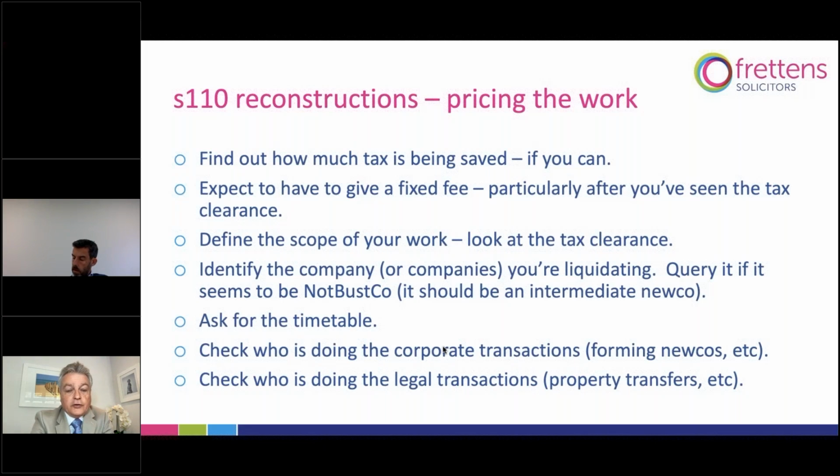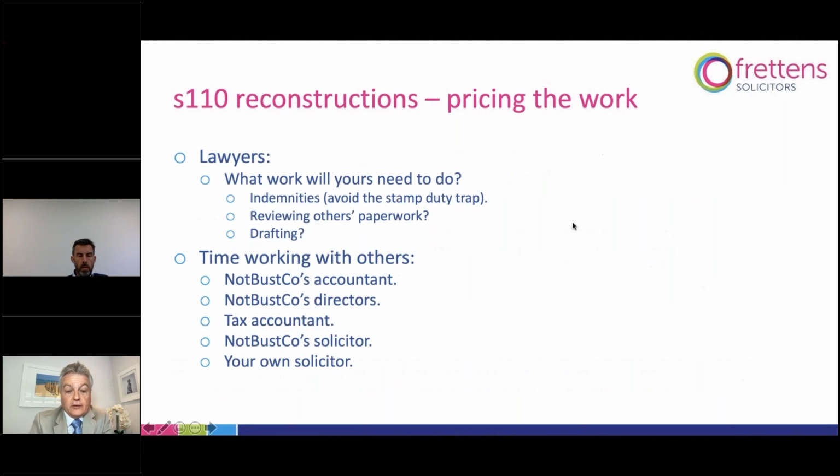You should check who is going to be doing the corporate transactions, setting up the new companies, just to make sure that firstly, it's not you that's being expected to do that, and secondly, to make sure that whoever it is who is expected to do that has got that within their own terms of reference and is including it in their own pricing for it. And you should check who is doing the legal transactions, and you should make your own assessment of how much assistance and guidance they might need for this particular transaction.